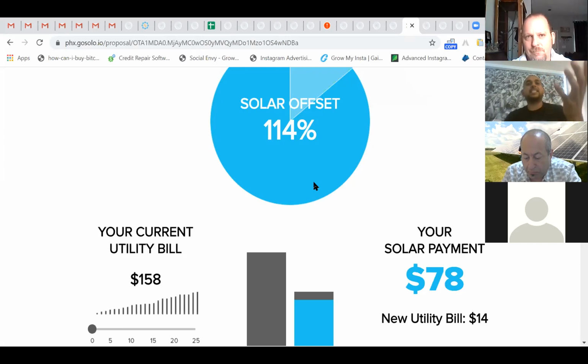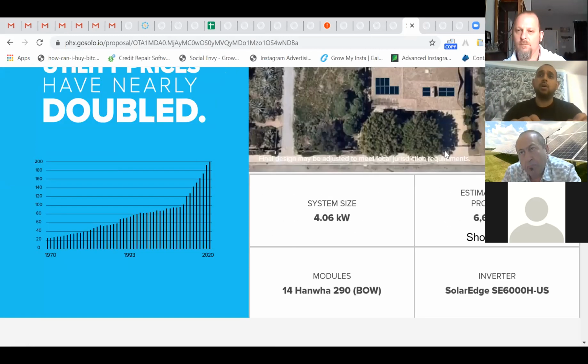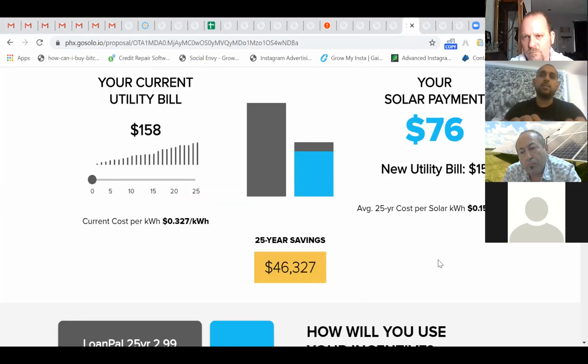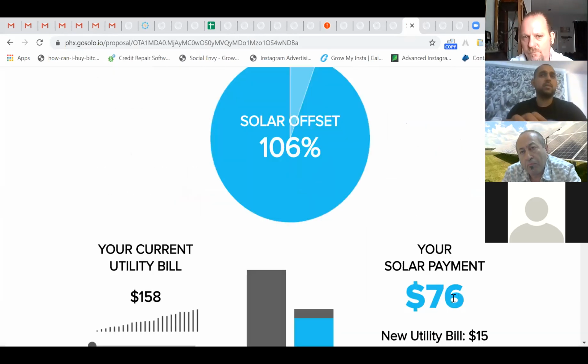By the way, guys, notice this. This is Mr. Homeowner on a 114% offset. This is 14% more electricity than you used last year. So here's what I'll do. I'll toggle. That's what's so cool about these proposals. What if we get you down to 100%? Okay, let's go 106%. At 106%, your payment is $76, right?